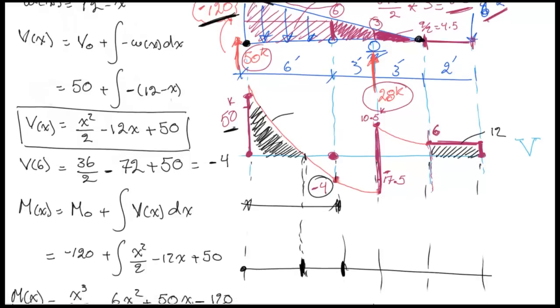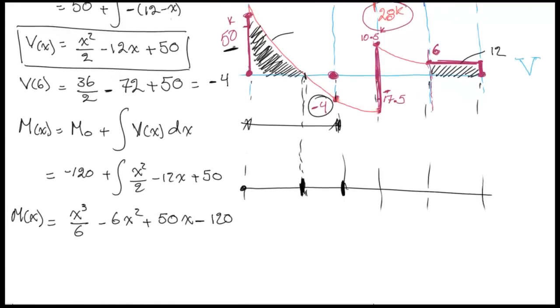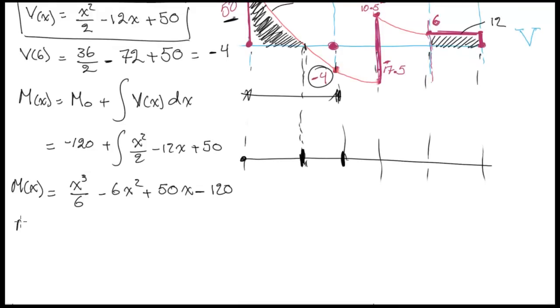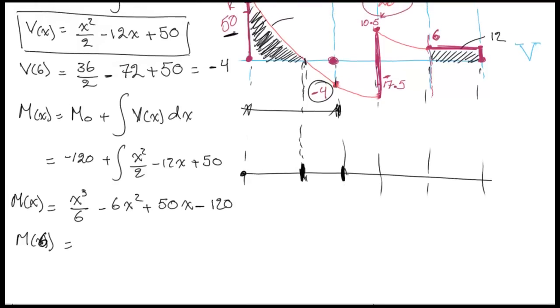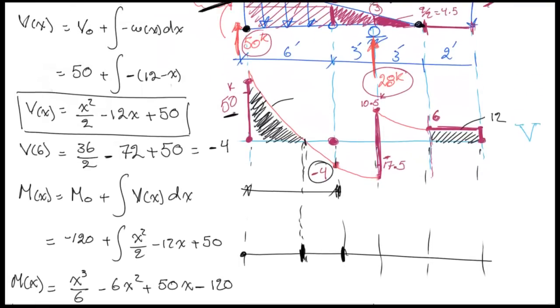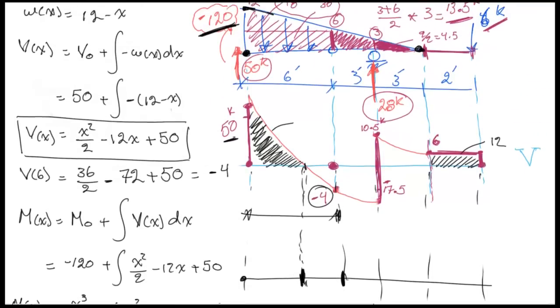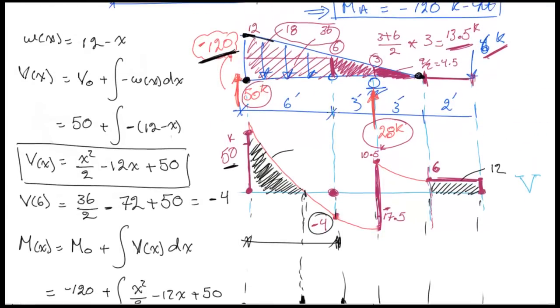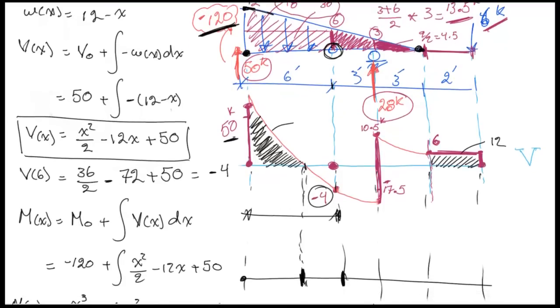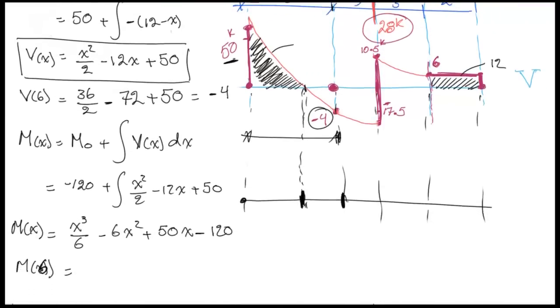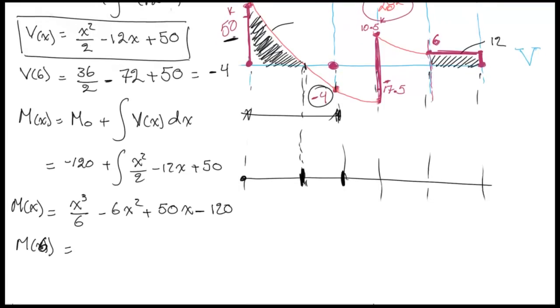Okay, so let's try to get M of x, or M of 6. I mean, if you understand what's going on in this beam, you can get the answer right away without even doing the problem. The moment at this point, that means the moment at the hinge, and we know the moment at the hinge is 0. That's one of the purposes we introduce a hinge in a beam.